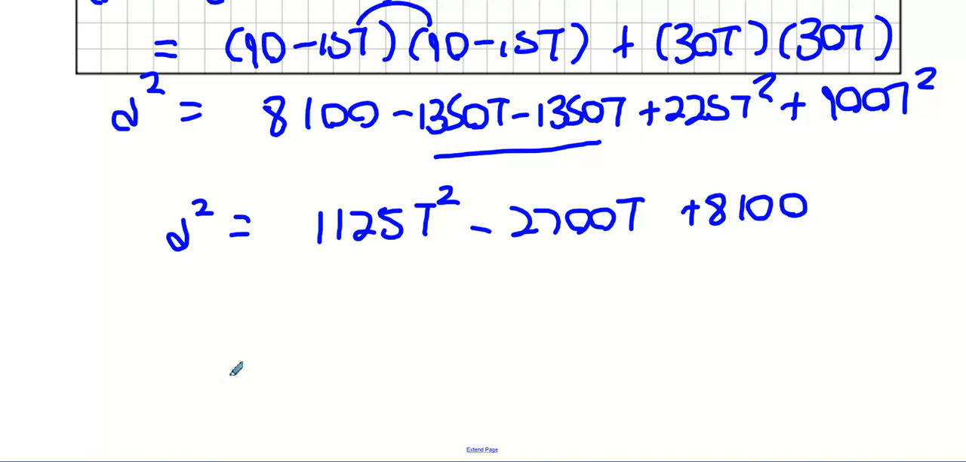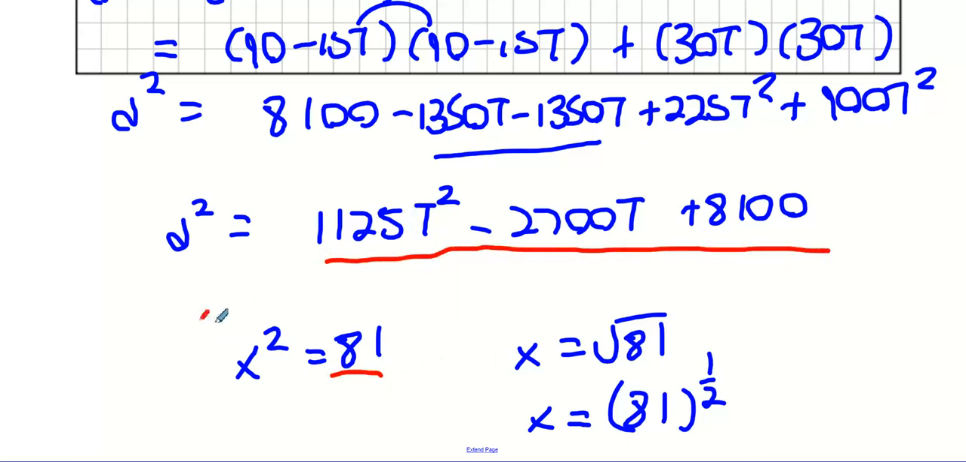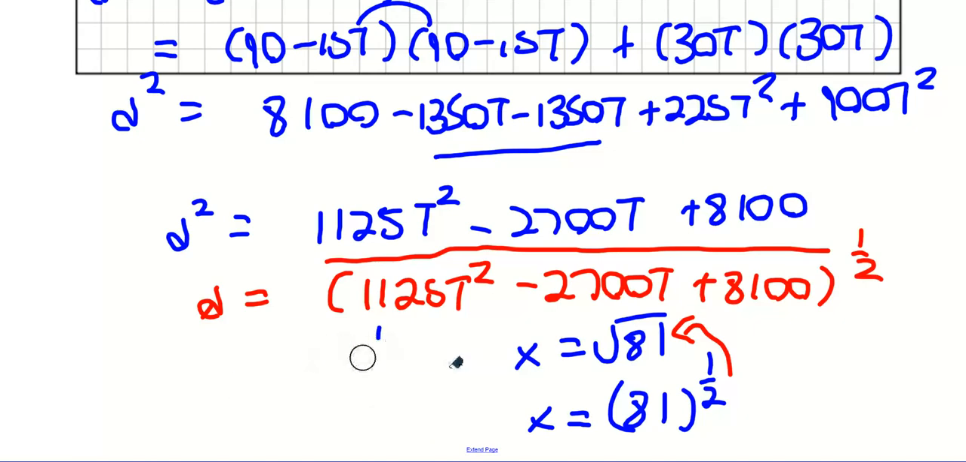So an example is if you had x squared equals 81, you could say that x equals the square root of 81, or 81 to the power of a half. They all mean the same thing. Now, instead of 81, what we have is all of this combined. So this means that d is going to be all of this. It can be the square root of it, or it can be the to the power of a half. Please remember, power of a half is just the same thing as a square root sign. They mean the same thing. So that's what we have there.